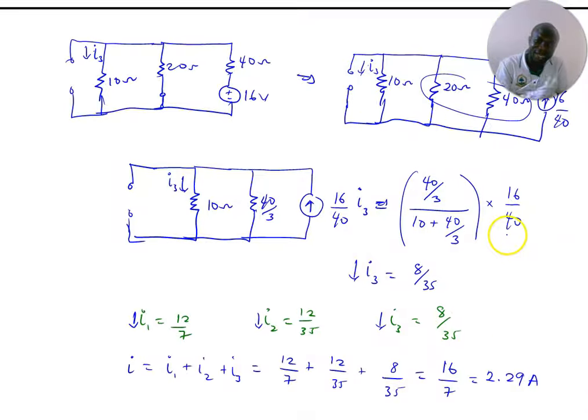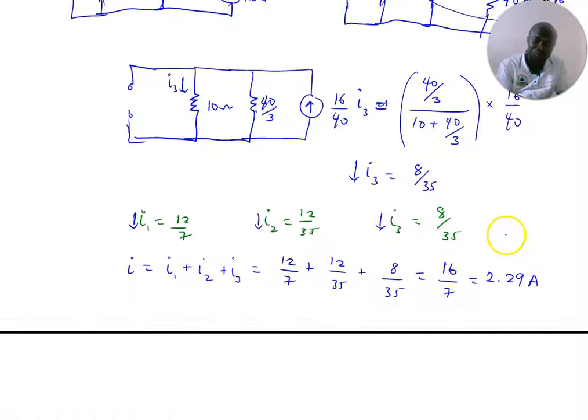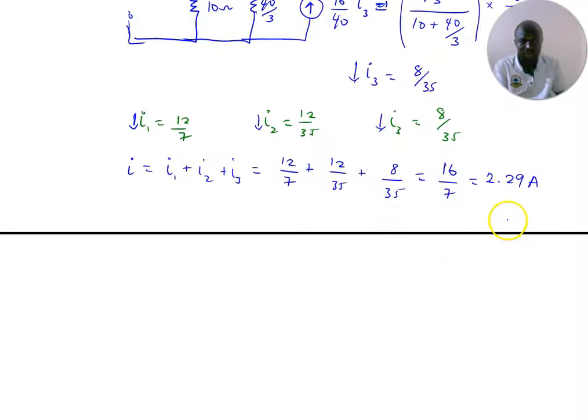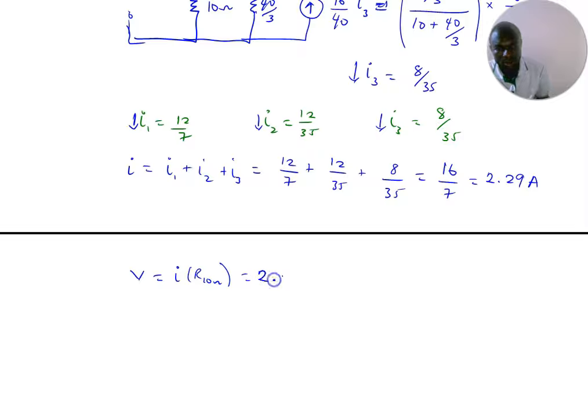So that's the current that's flowing through the 10 ohm resistor. To find the voltage across the 10 ohm resistor, it's simply going to be I multiplied by R, the 10 ohms. And this is simply going to be 2.29 amps times 10, and that gives 22.9 volts. Yes.